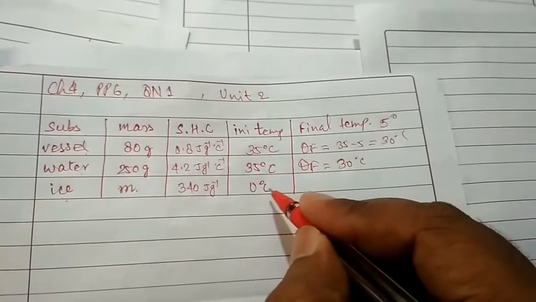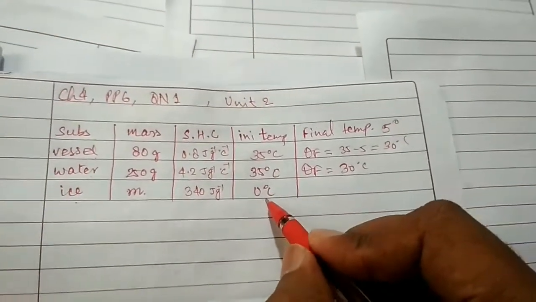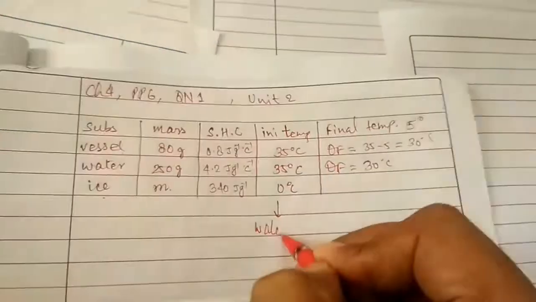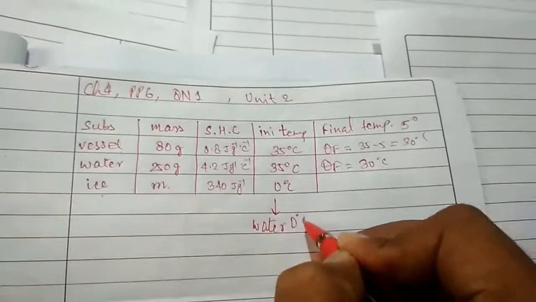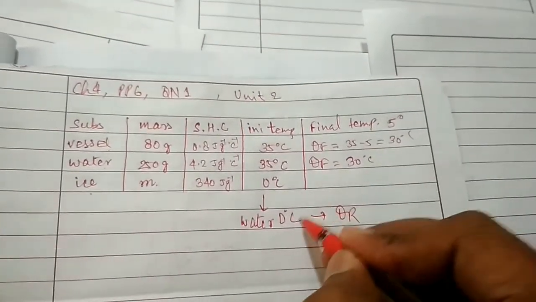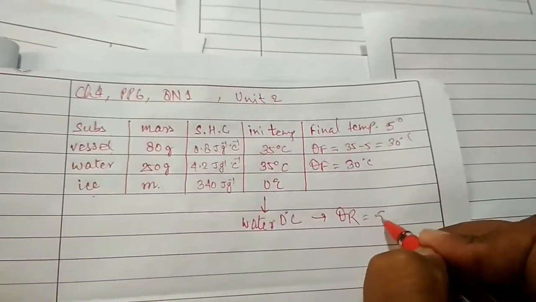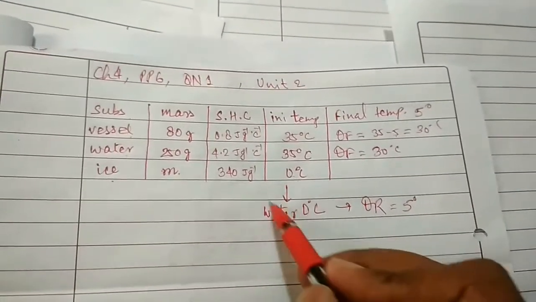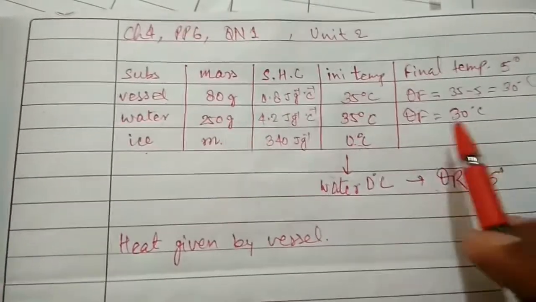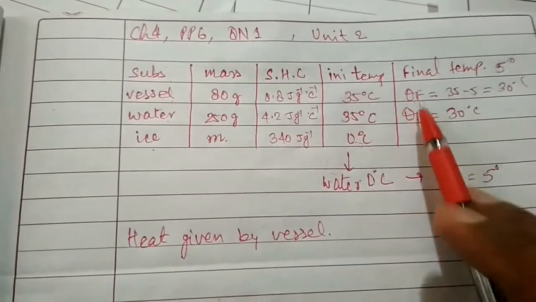And this one is going from 0. The ice will first form water at 0 degrees Celsius. Then it will have a theta rise from 0 to 5, which means 5 degrees Celsius. So first we have to calculate this part, then we will go for this part. So there are two steps.